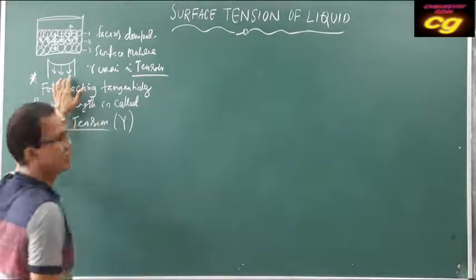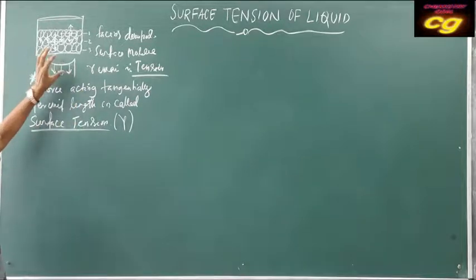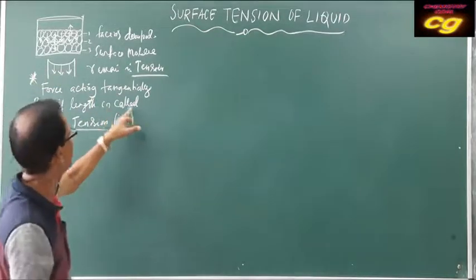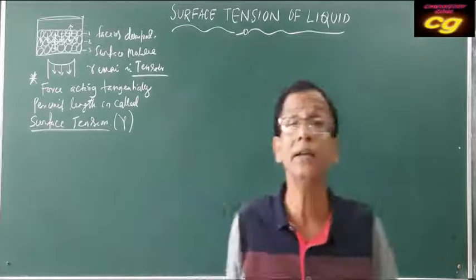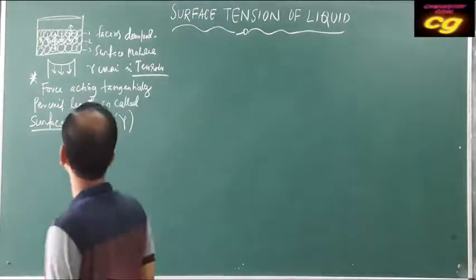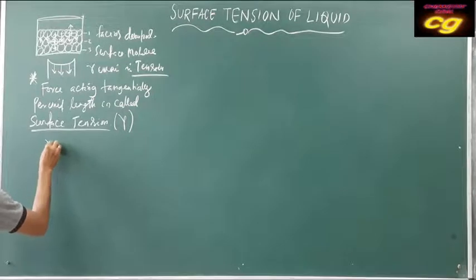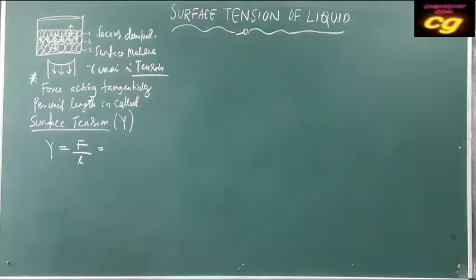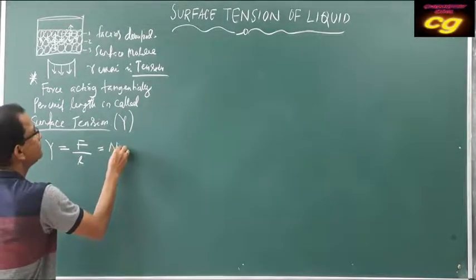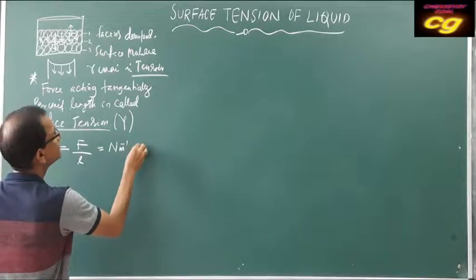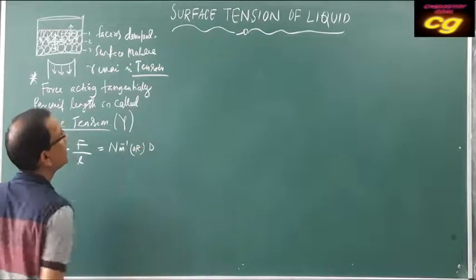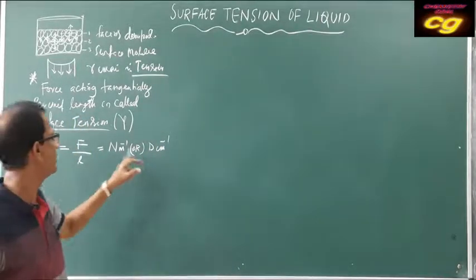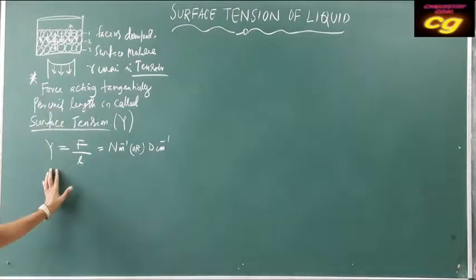That is called surface tension, and it is measured in terms of force acting tangentially per unit length. So surface tension, gamma, is equal to force per unit length. What is the unit of surface tension? It is Newton per meter or dyne per centimeter. This is the unit of surface tension.